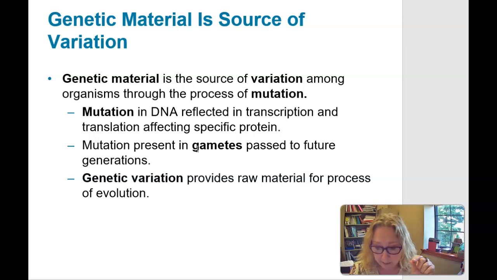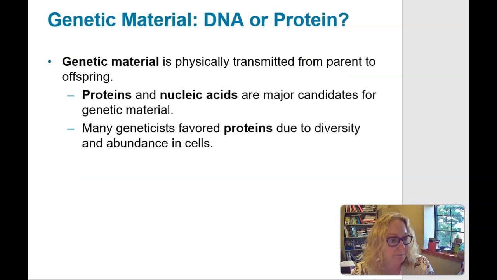Mutation is present in the gametes. They're present in your eggs and sperm. Those are your gametes through meiosis, and they get carried to future generations. Now, this genetic variation is actually the driver for evolution. This is the driver for genetic biodiversity, or any kind of diversity, really.